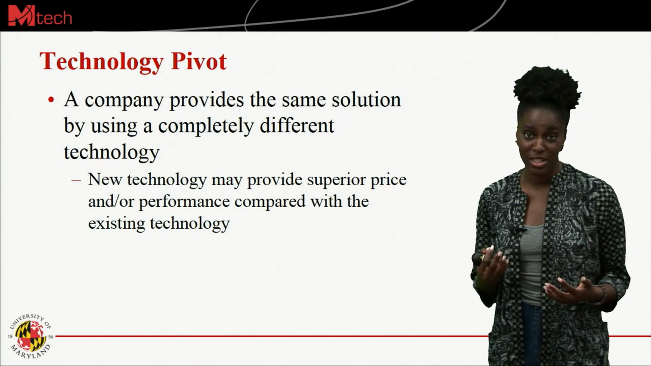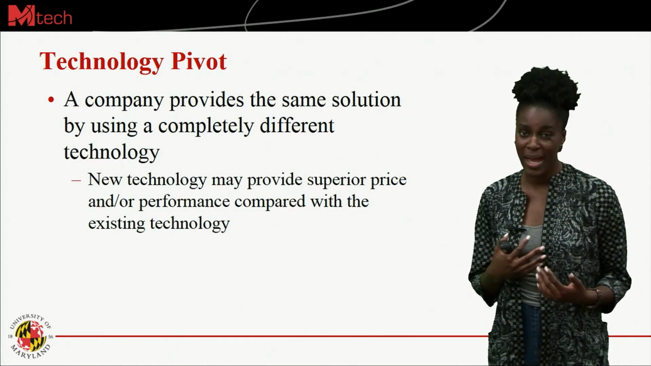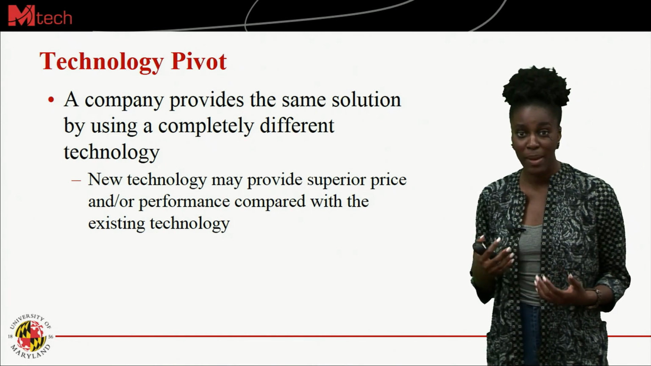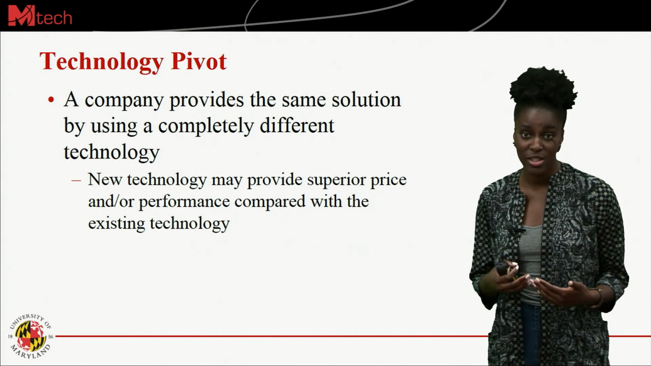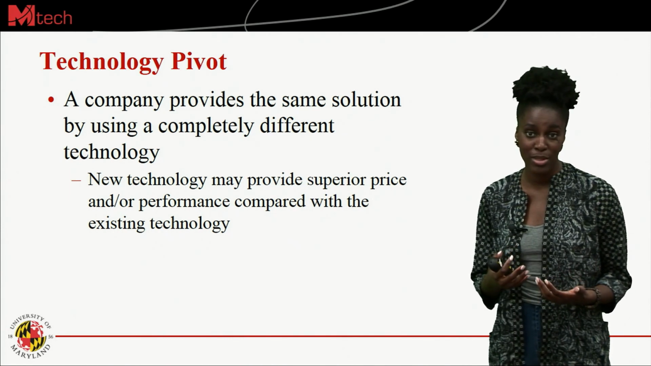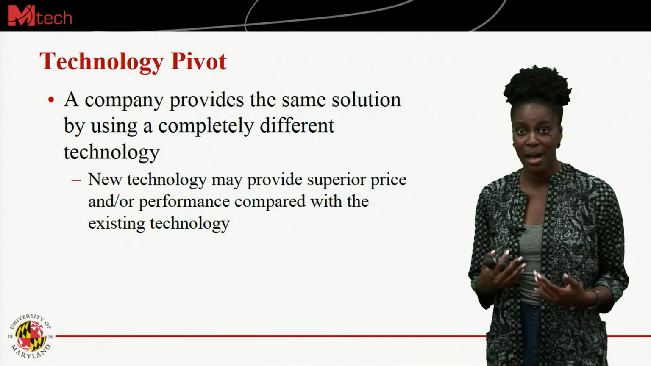Then you have a technology pivot. And so that's more of a back-end process, changing the way that you power the product or service that you're using. Now, sometimes new technologies can provide superior pricing or performance strategies, so it's really more about optimizing what you have.